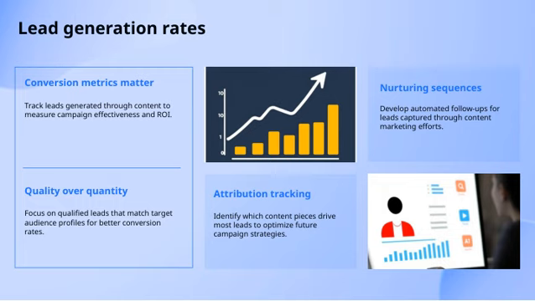Finally, nurturing sequences are essential. Developing automated follow-up processes ensures we stay engaged with our leads captured through content marketing. This keeps the conversation going and helps move those leads closer to conversion. All of these elements, tracking, quality focus, attribution, and nurturing, are interconnected and central to maximizing the impact of our lead generation efforts within our overall marketing strategy.